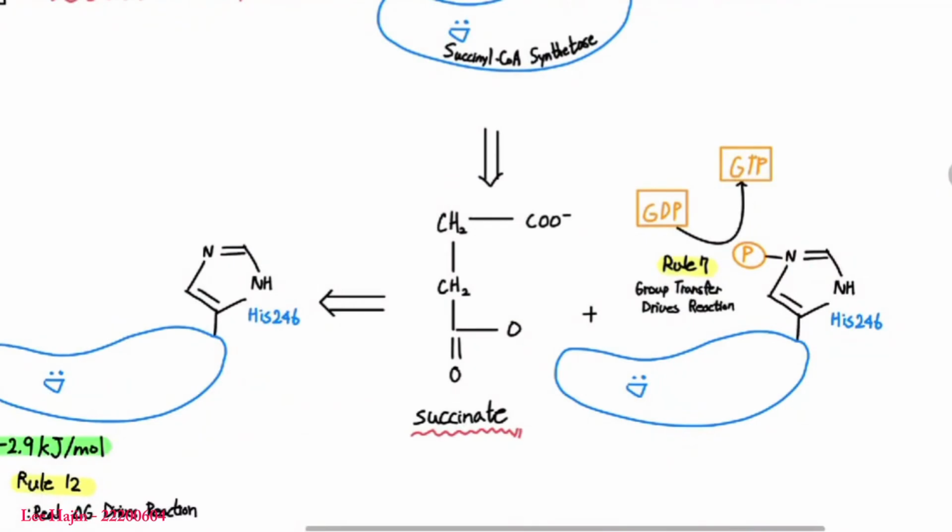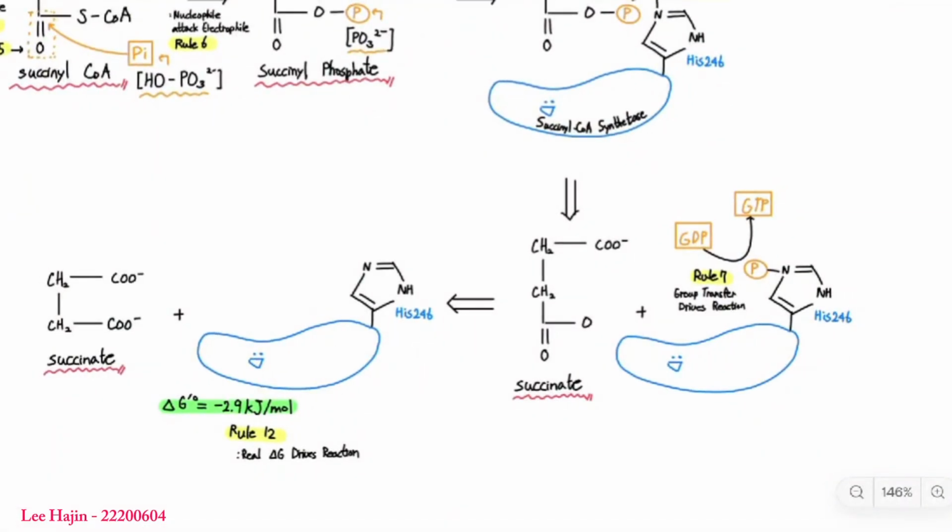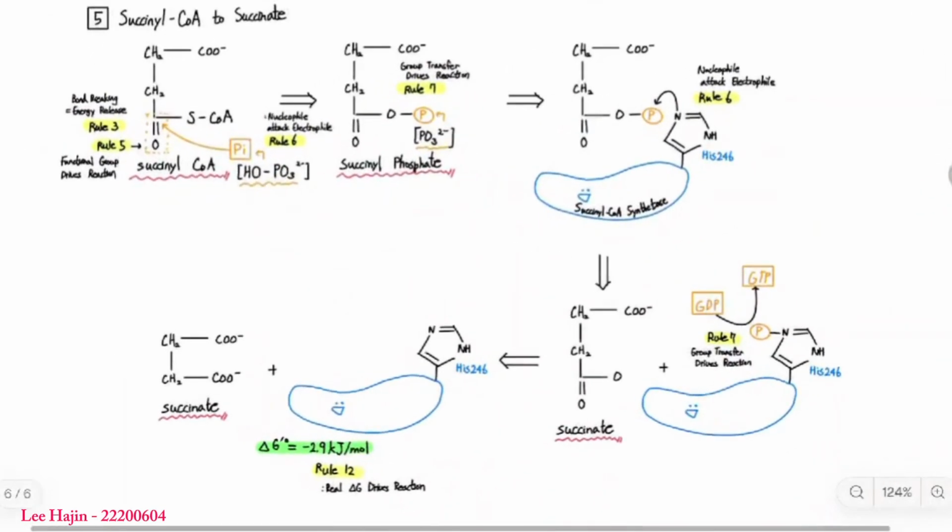Now, the phosphate group on histidine is transferred to GDP or ADP, forming GTP or ATP. This is true substrate-level phosphorylation, making GTP directly from metabolic energy, not through oxidative phosphorylation. Here, even though delta G naught prime is about 0, the reaction can proceed in either direction, depending on whether the cell needs more or has enough GTP. So again, this step is important because it's the only substrate-level phosphorylation in the TCA cycle.